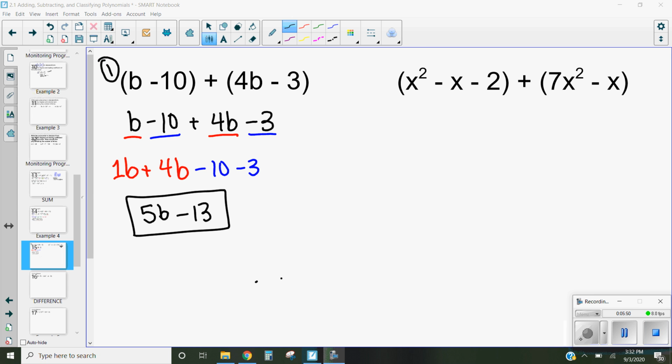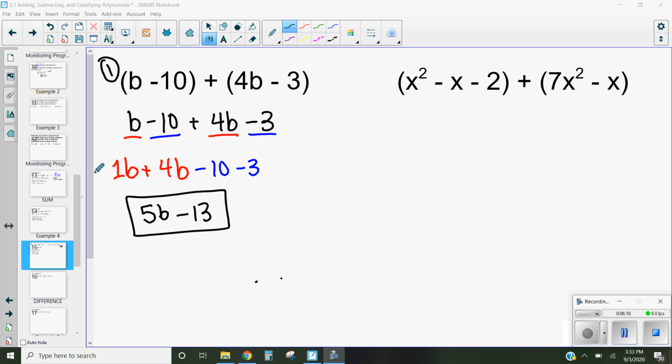Okay, hopefully you have worked out that problem. Here is my solution there. So notice I got rid of my parentheses. I went to combine them, so I underlined them in different colors. So I knew that the b's would combine with the b's, the constants would combine with the constants. Then I rewrote it so that it was our b's together and our constants together. And then I combined those terms by adding their coefficients, and I ended up with 5b minus 13.